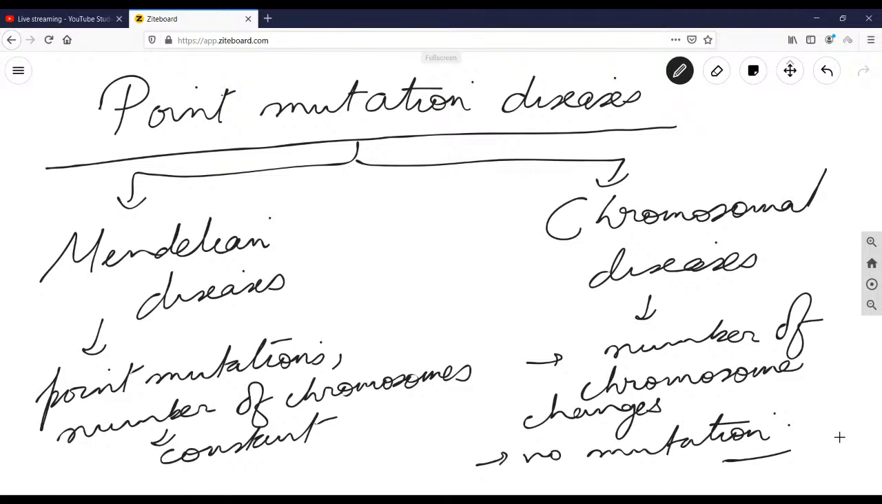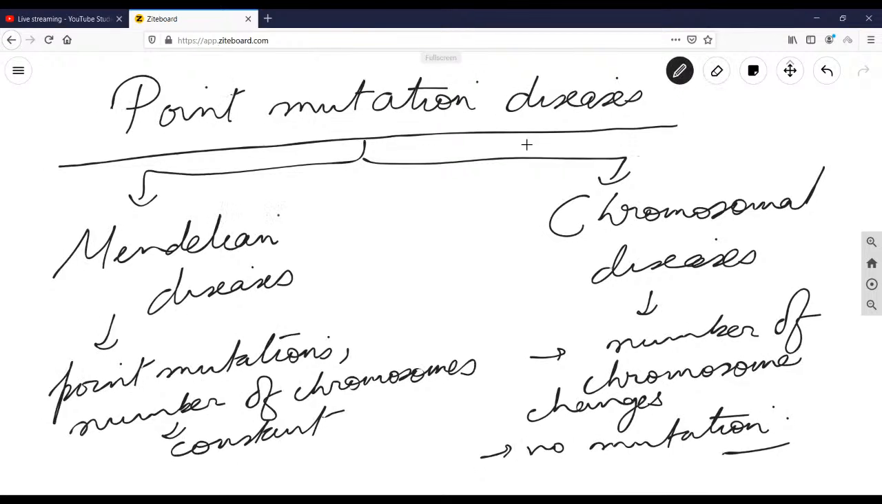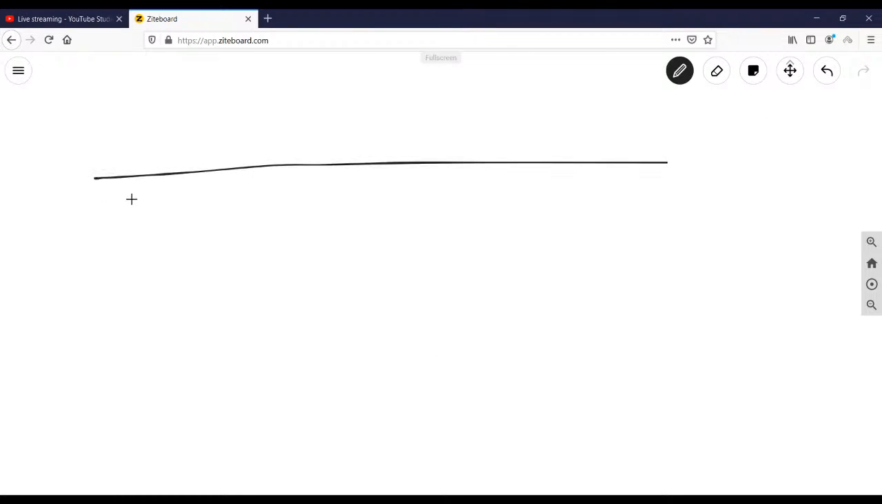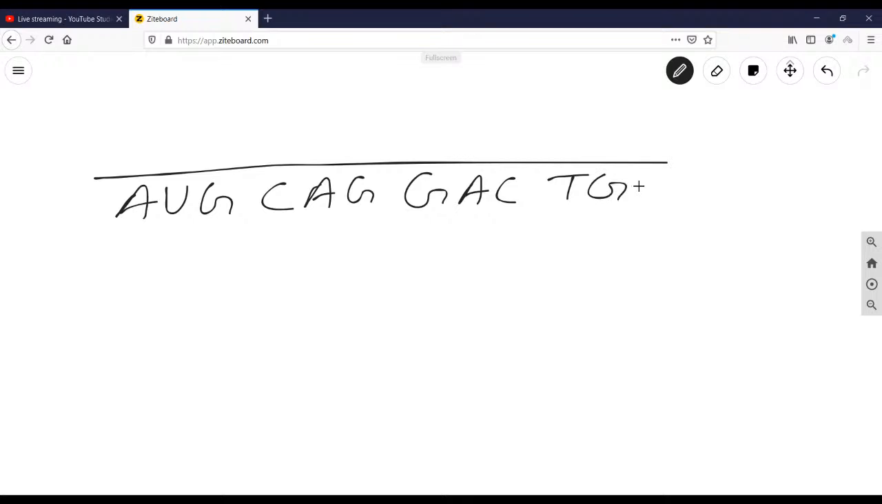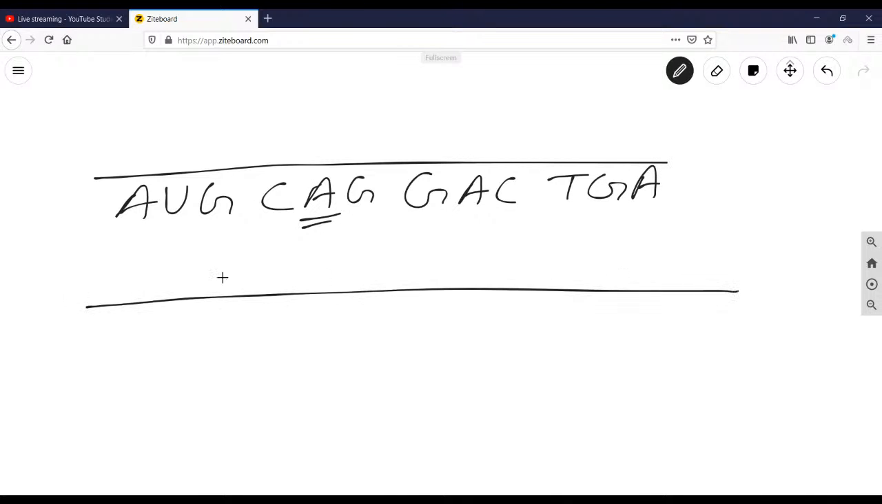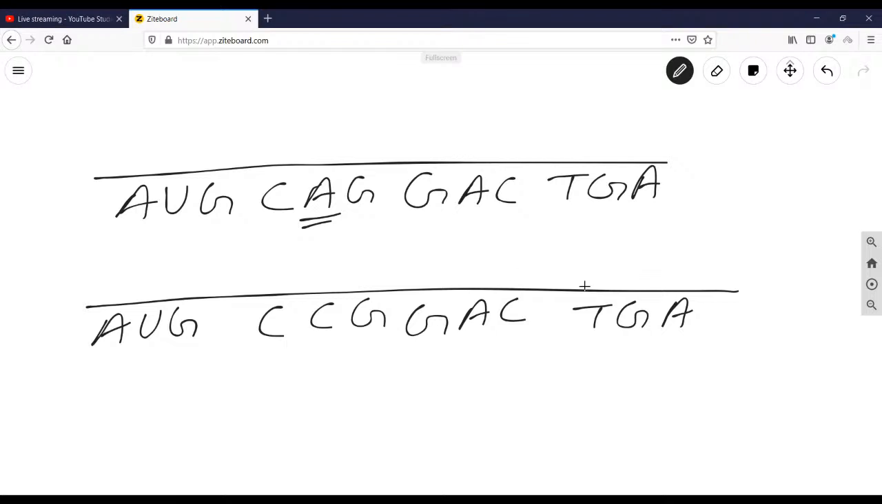Now, if you talk about point mutation diseases, it means that a specific nucleotide or a specific base is mutated. Suppose you have this gene. Here, instead of A, I have put C. So it is a point mutation.